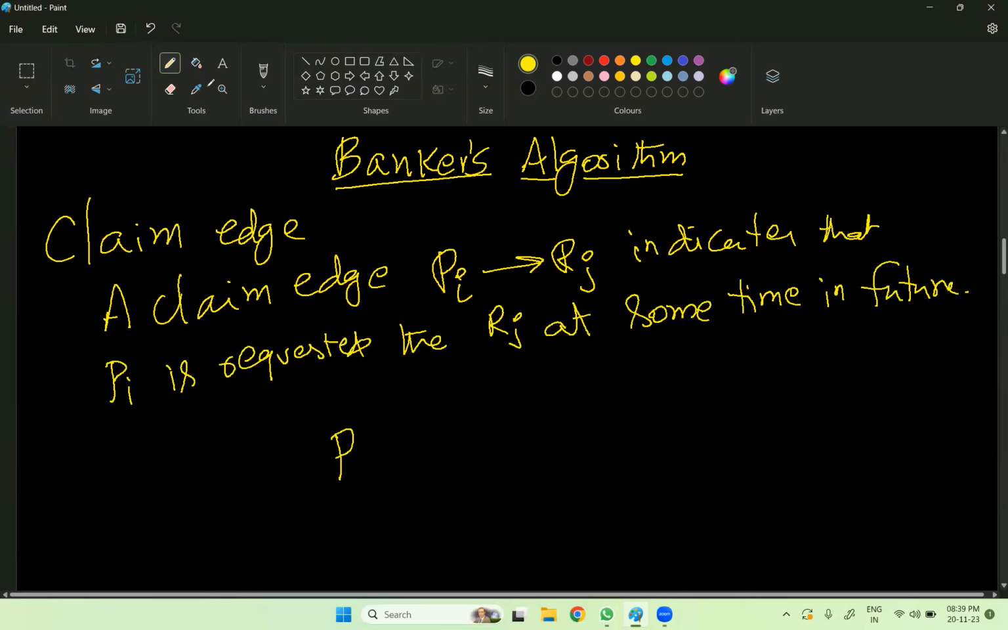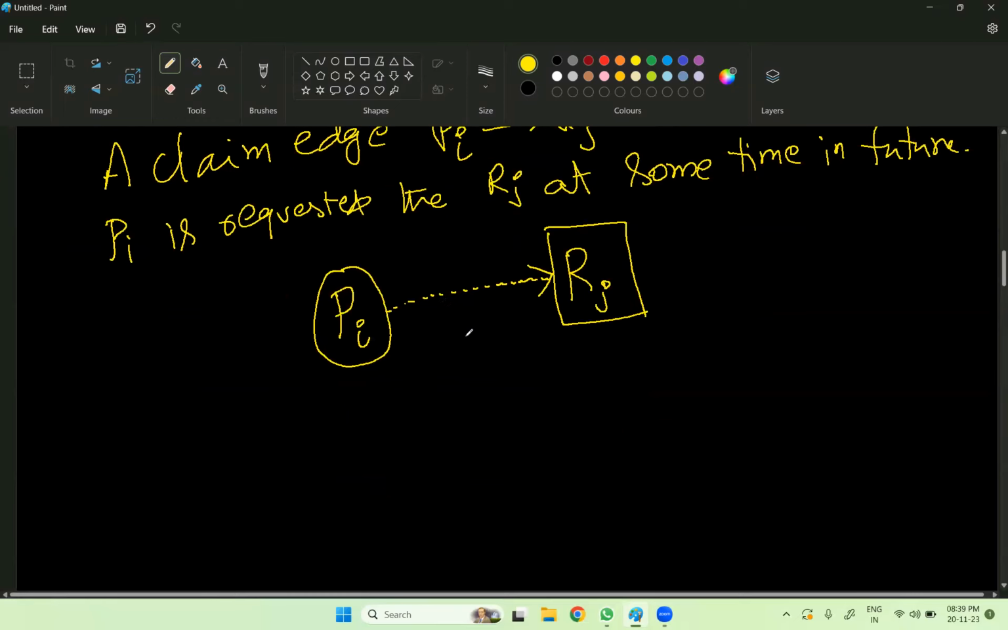As far as the edge which is being seen, let me say Pi requesting a resource type Rj. Oh, sorry, it is actually a square box. Now it is seen as a dotted, dashed line. If a dashed line is there, then it will be requested towards Rj at some time in the future.